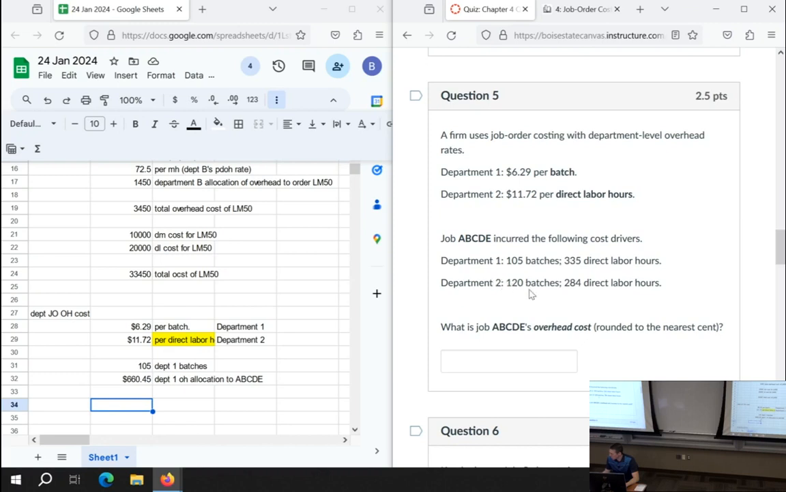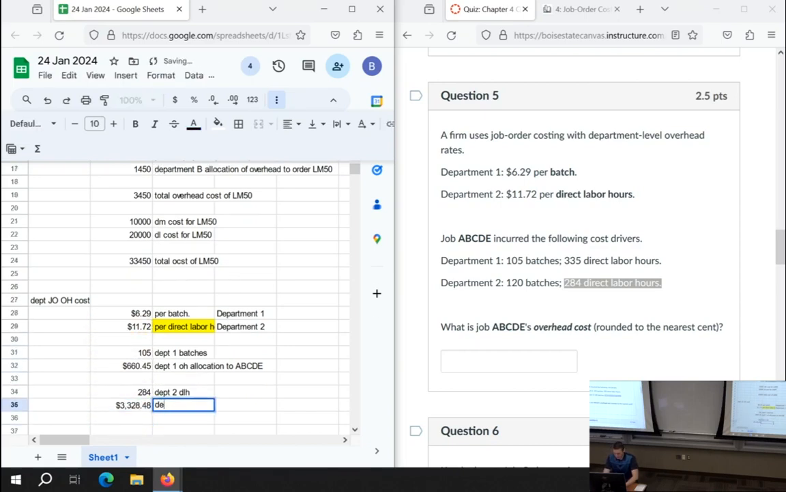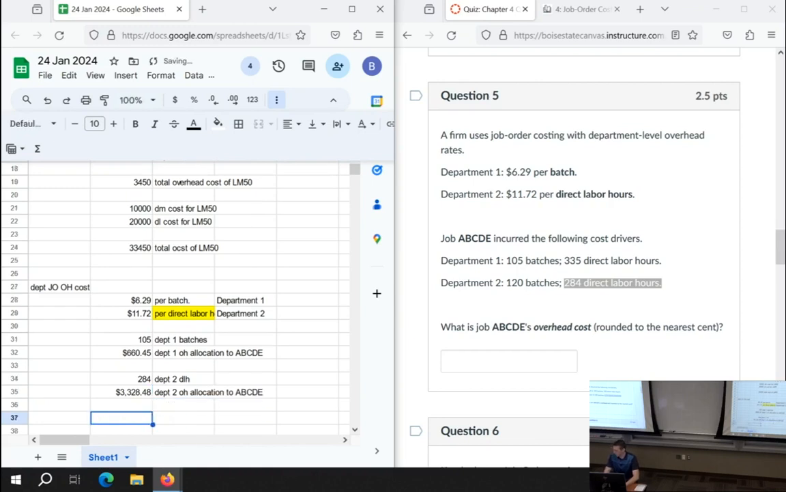Department two here, we flip-flop because it's direct labor hour cost driver here. So we're only paying attention over here to the 284 direct labor hours. That's department two DLH. I'm going to multiply that by the 1172, and that's department two overhead allocation to our job in question.